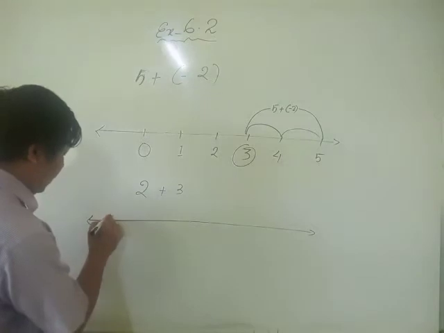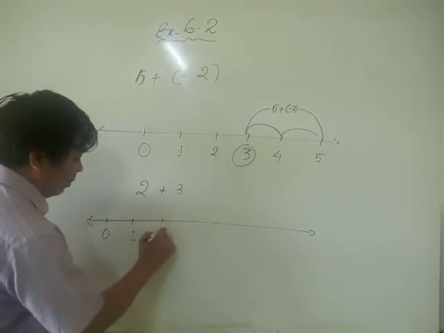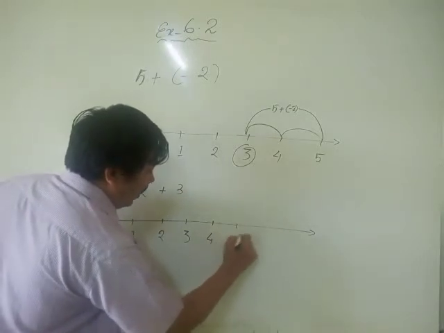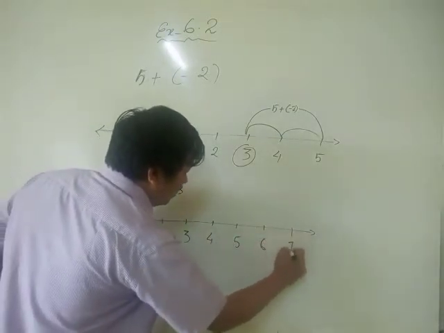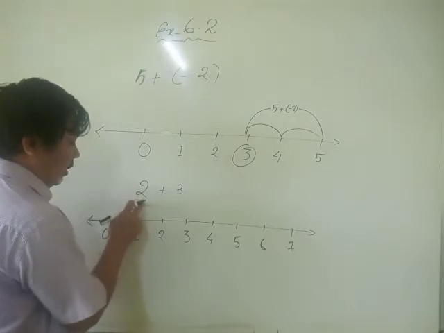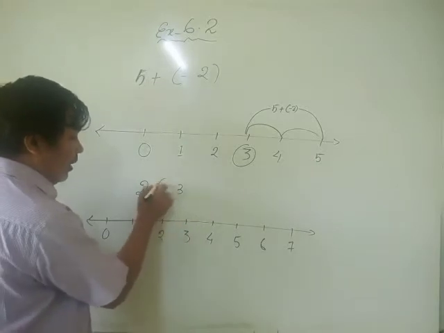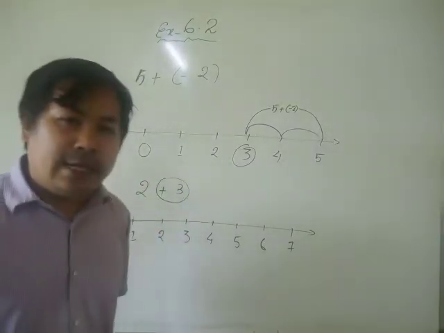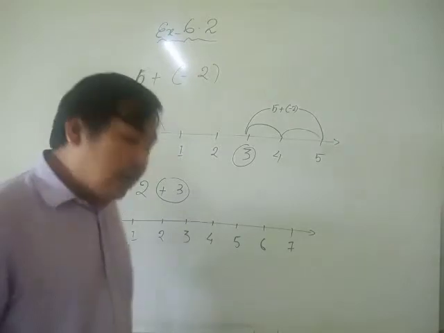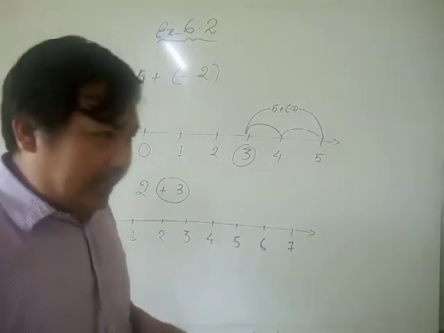So let us start: 0, 1, 2, 3, 4, 5, 6, 7. You can go up to 6 or 7. And where is 2? The number is 2, so 2 is here. From here we have to move to the right side because we are adding a positive integer, not a negative one.